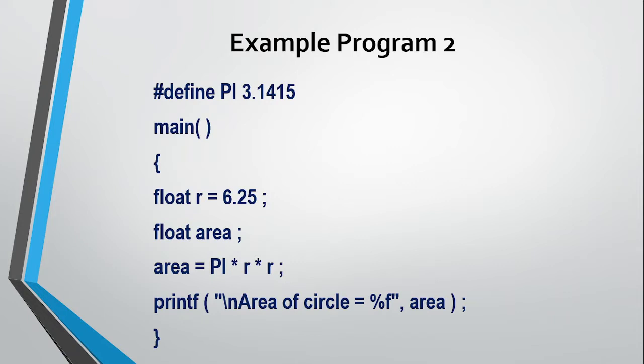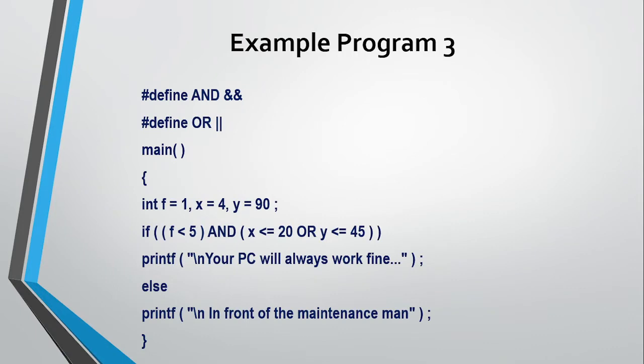In this program, this is the main, and then we are going to define a floating type variable r equal to 6.25. Now we take another variable, area, and we are going to find the area of the circle. When we multiply this pi, it will be replaced with 3.1415, multiplied by 6.25, multiplied by 6.25, and it will print the area of the circle. Let us see this program again.